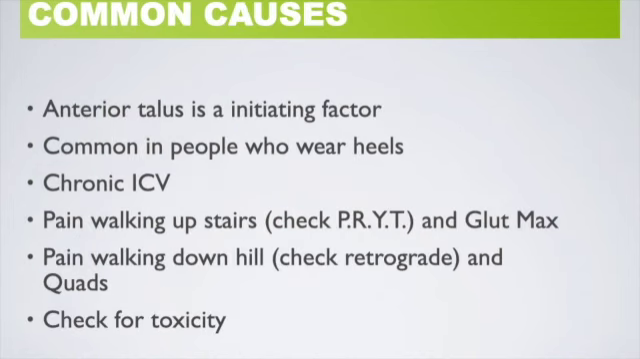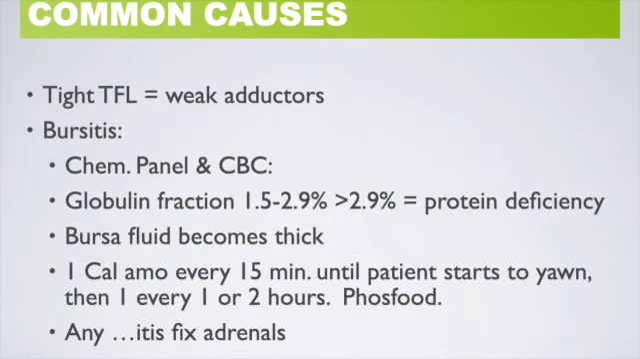Some other factors to look for: high heels causing anterior talus, chronic ICV. Any kind of toxicity, of course, can cause sluggish lymph drainage, which can cause congestion in the muscles. Typically, when a patient presents with pain going upstairs, you want to think specifically glute max. If they're having pain walking downhill or downstairs, you want to specifically check quads. Once again, toxicity.